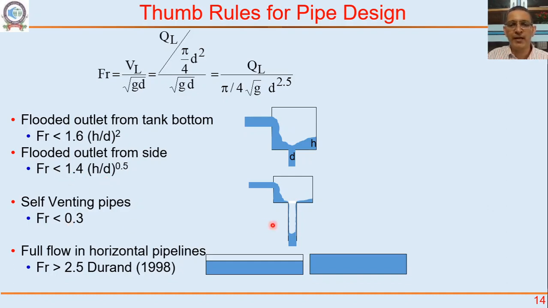If you want a self-venting pipeline, meaning the gas has to go up, then the Froude number has to be less than 0.3. We will see the rationale behind all these as we go along, but these are very important when it comes to piping design. So those of you who are going into detail engineering companies, when they design pipelines, these things become very important.